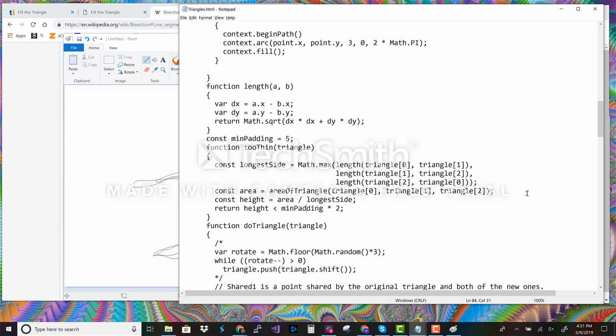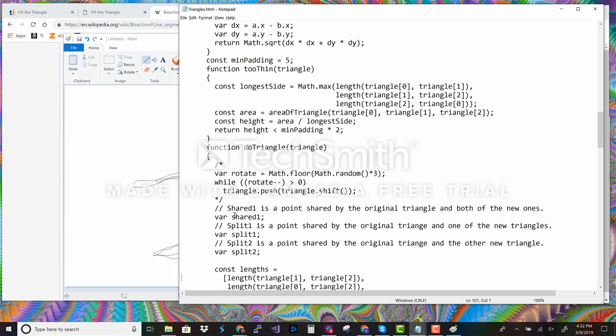It's not the ratio. It's just this minimum thing. Remember I said we wanted 5 pixels minimum. What that means is if you have a line that's less than 10 pixels, there's no way to break it in half. So if that height, that perpendicular bisector, is less than 10 pixels, it just makes no sense. There's nothing interesting you can do with the triangle. In fact, let's go and see what we normally do with the triangle.